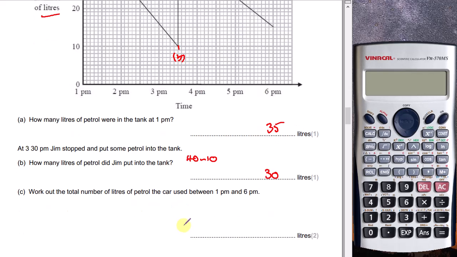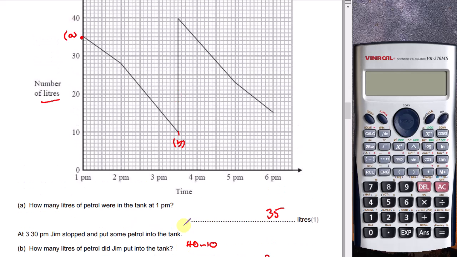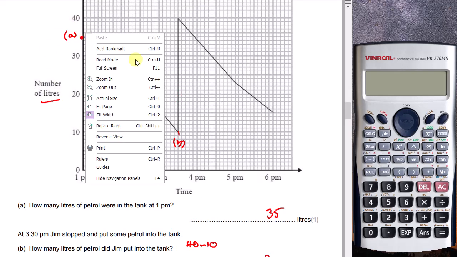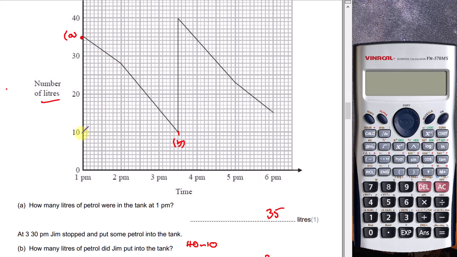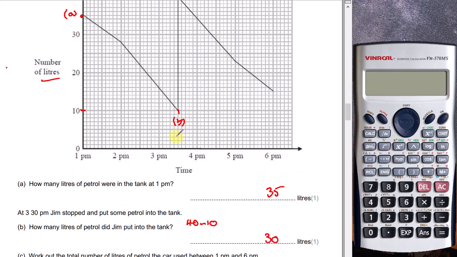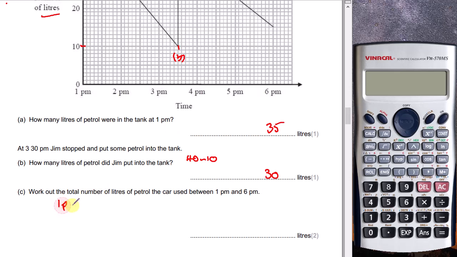Work out the total number of litres used by the car between 1 and 6. So we need to work out how much it dropped in both sections of the graph. So here, it's dropped from 35 to 10. So in the first phase, up to 3:30, he's used 25 litres. He filled up. That doesn't do anything to us. We're not trying to find out the difference between him starting and ending. We're trying to find out just how much is lost altogether.